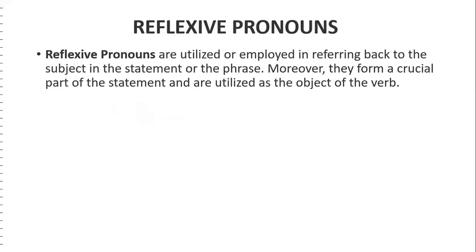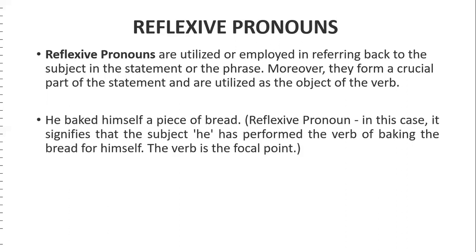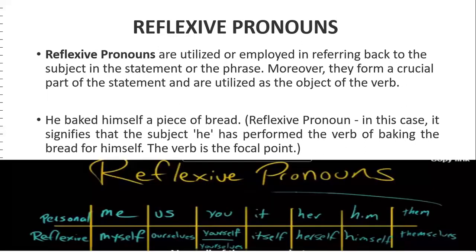On the other hand, when we talk about reflexive pronouns, these are employed in referring back to the subject in the statement or the phrase. Moreover, they form a crucial part of the statement and are utilized as the object of the verb. He baked himself a piece of bread. This is an example of a reflexive pronoun, where it signifies that the subject, he, has performed the verb of baking the bread for himself. The verb is the focal point, and here are the reflexive pronouns.